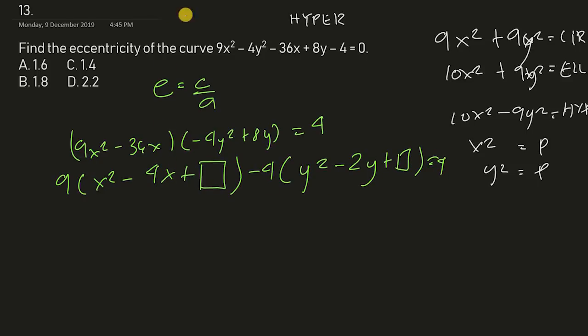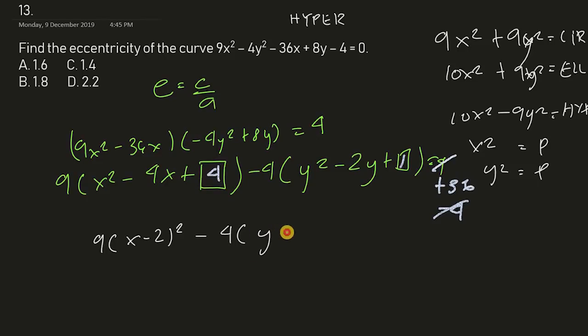Alright, let me complete the square for x squared. 4 divided by 2 squared is 4, and whatever I add here, I also add on the other side. 4 times 9 is 36, so plus 36. Then 2 divided by 2 is 1, and 1 squared is 1. Whatever I added here, I also add to the other side: 1 times negative 4 is negative 4. So these two cancel out, and now I can factor them. That's 9 times (x minus 2) squared, minus 4 times (y minus 1) squared is equal to 36.